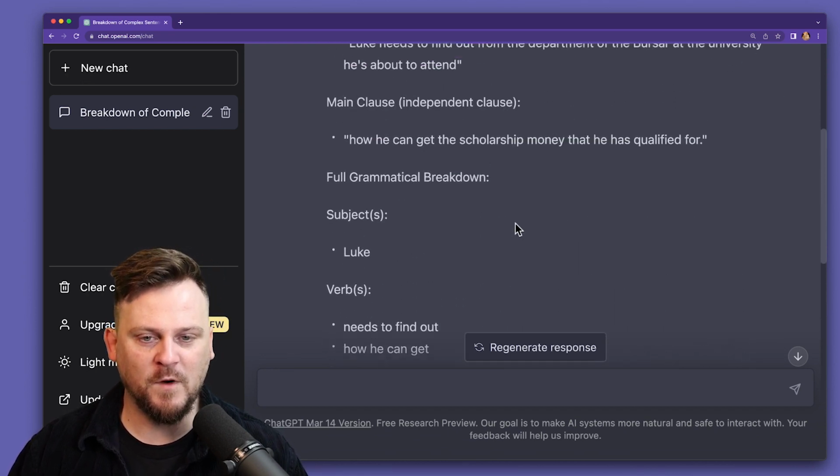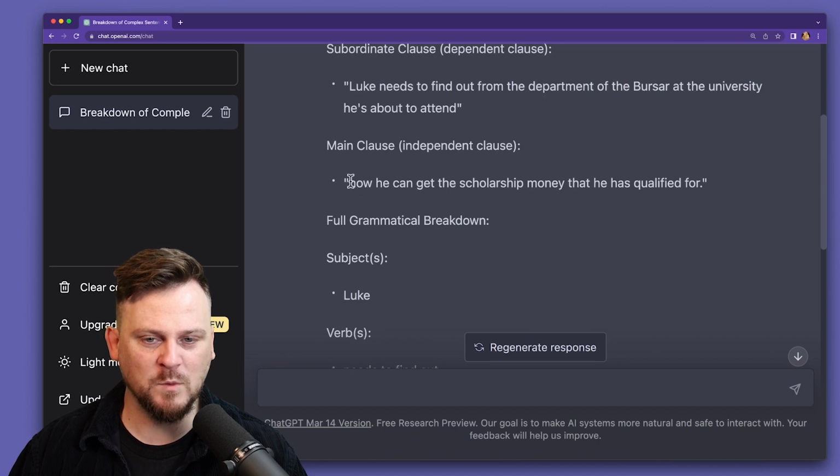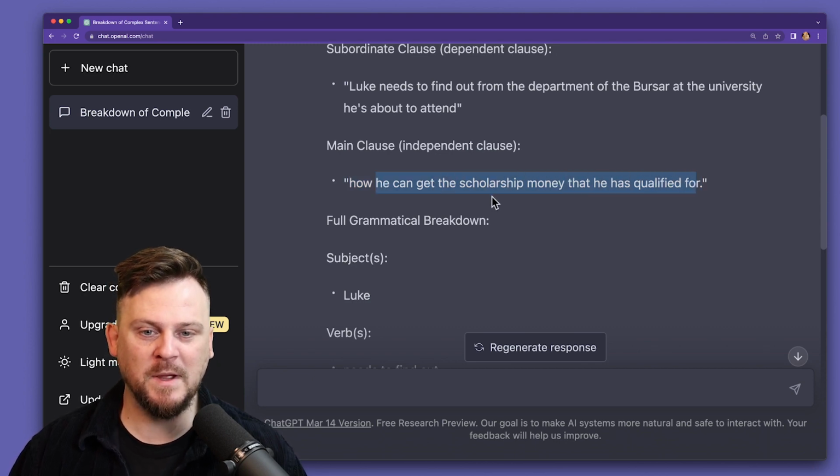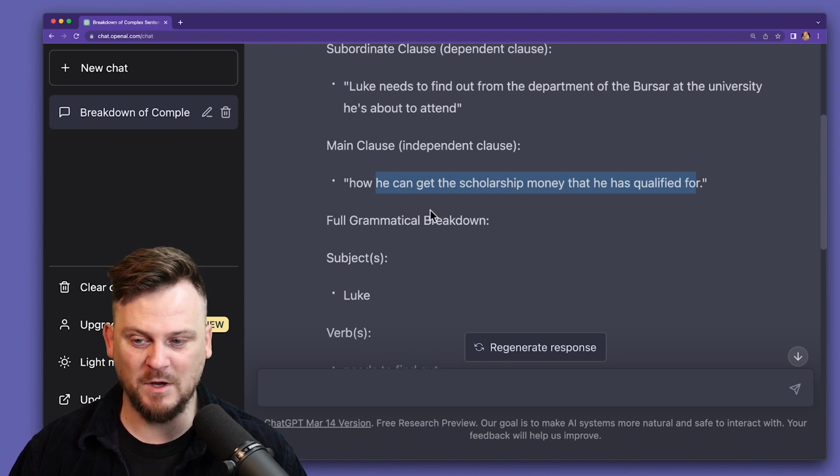Here's what I think so far on this one. It's saying it is, right? But the how thing messes it up. He can get the scholarship money that he has qualified for. That would be a main clause. That would be an independent clause. But not with the how there.